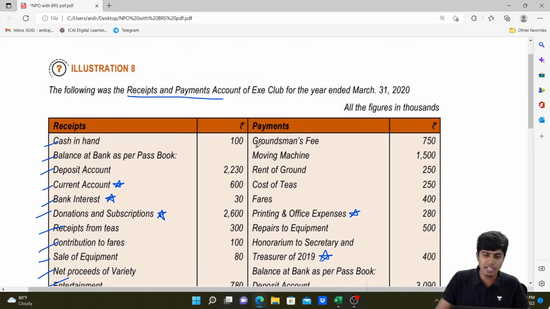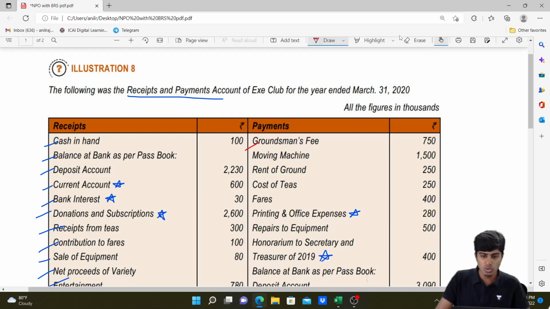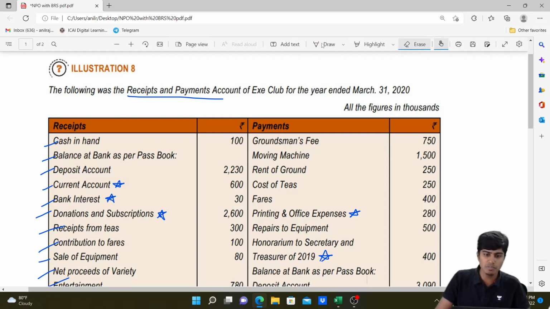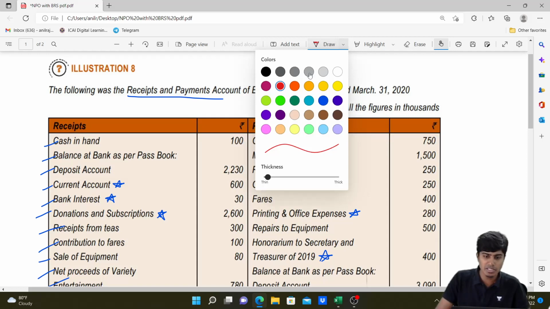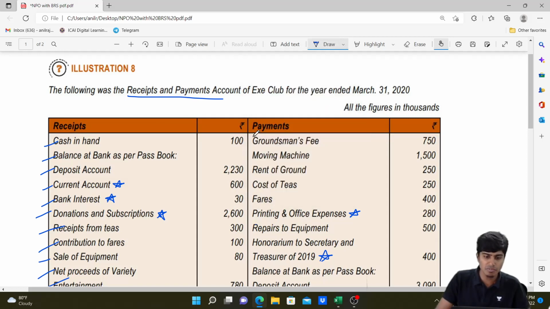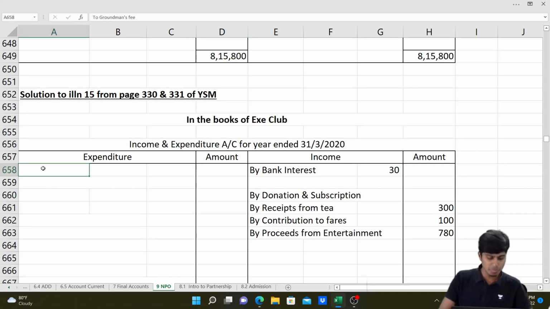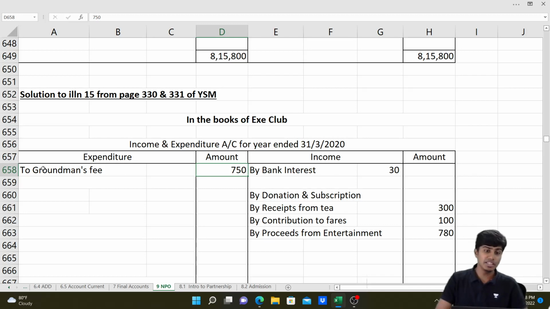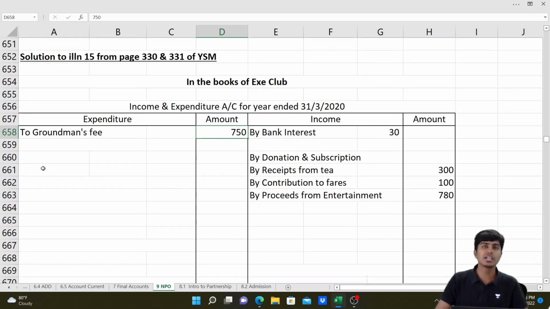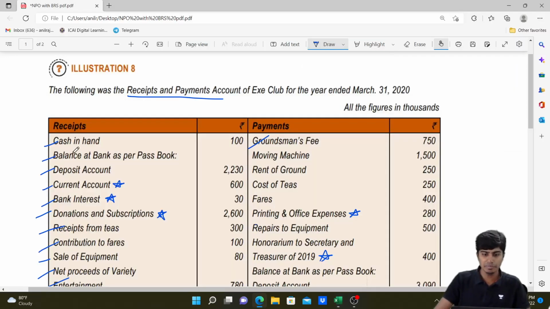On the payment side we have groundsman fee. There is no other adjustment, so let's take this groundsman fee as our expense. How much is it? It is rupees 750. So let's write 750 as our expense. On the expense side, we have groundsman fee 750. There is a bonus to groundsman, but we have decided not to club it with this. We'll write it separately. Then we have moving machine 1500.